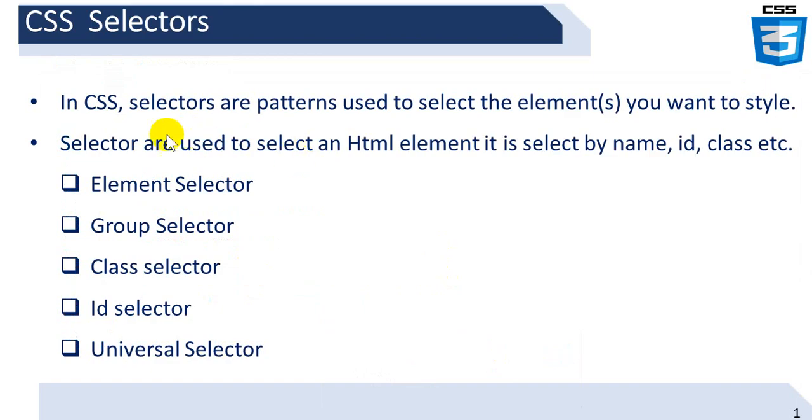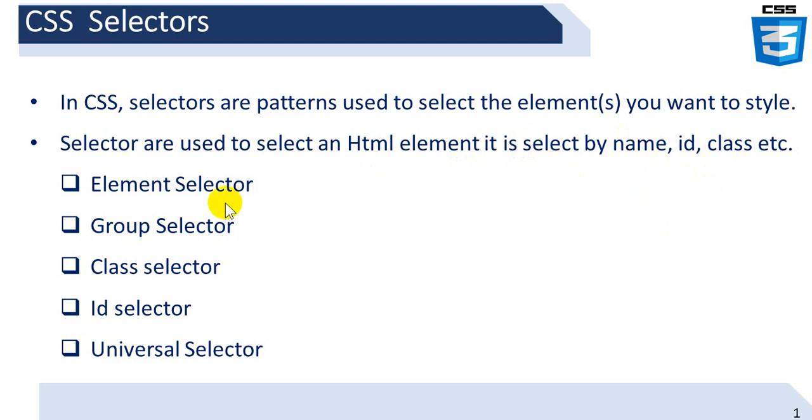Then, in CSS, selectors are patterns used to select the elements you want to style. So whichever element I want to style, only those elements I am selecting and applying CSS properties. Selectors is nothing but selecting the HTML elements whichever we want to style and applying the CSS properties to it. Selectors are used to select HTML elements by name, ID, class, etc. How to select, guys? With the help of tag name we can select, with the help of ID names, with the help of class names. We will see one by one.